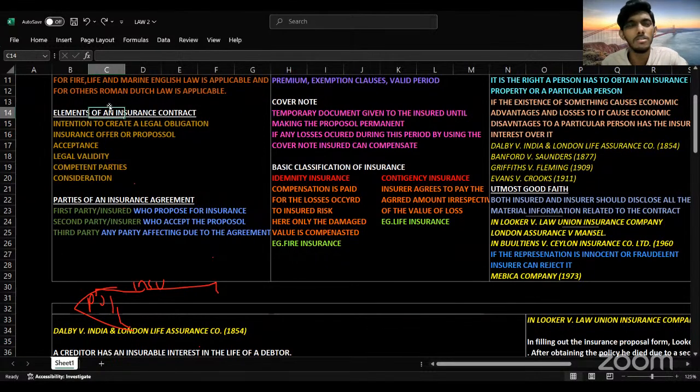Then we were talking about elements of an insurance contract. What are the conditions that should be available to validate an insurance agreement? First of all, I told you the obligations. What is an obligation? It is the responsibility. We have to pay something to some person. We have two types of obligations. One is legal obligation, next one is constructive obligation.